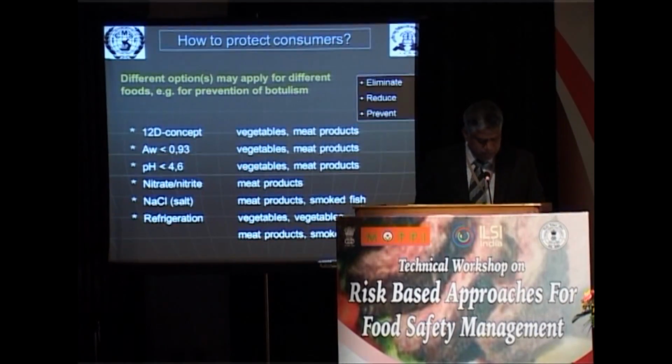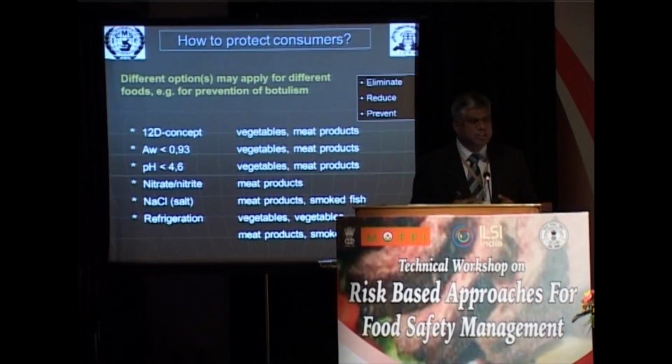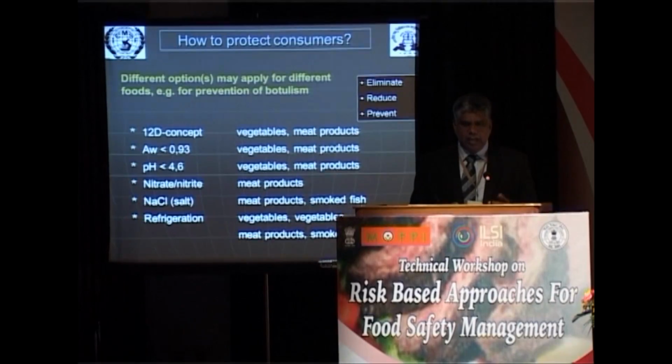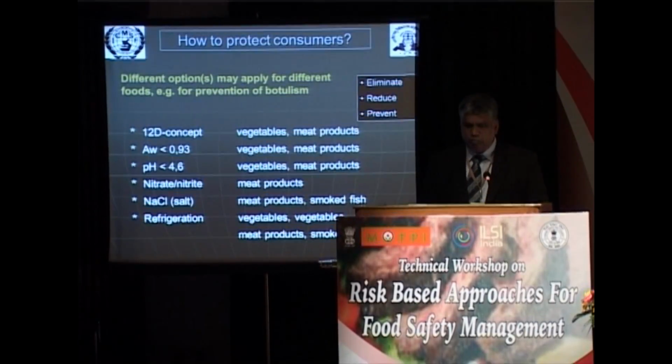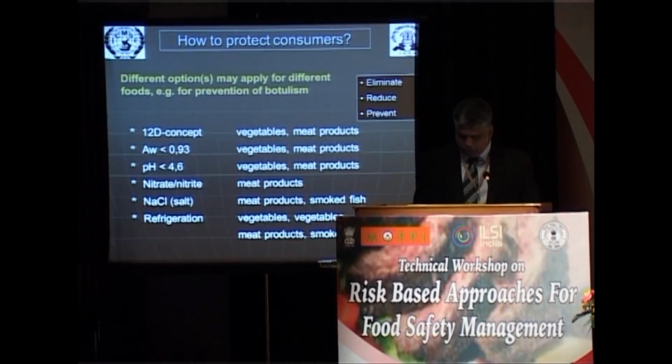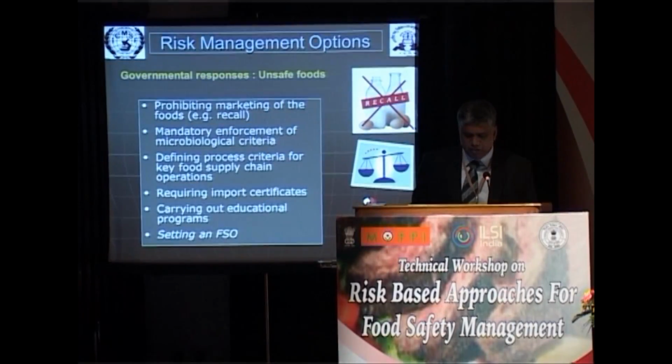For prevention of pathogens in different types of food, we need different kinds of approaches. Like the 12D concept can be used for vegetables and meat products, reduction in water activity, pH reduction, addition of salts and nitrates, and refrigeration. So these are the different options available for control of pathogens.